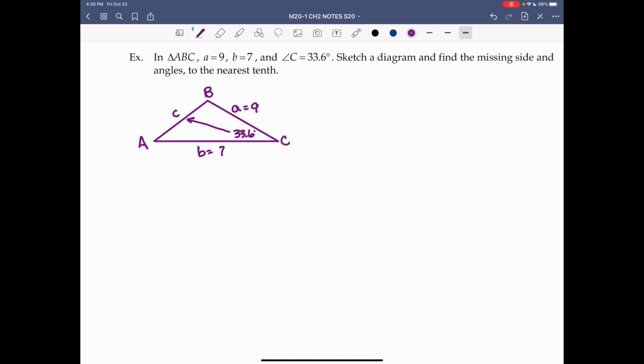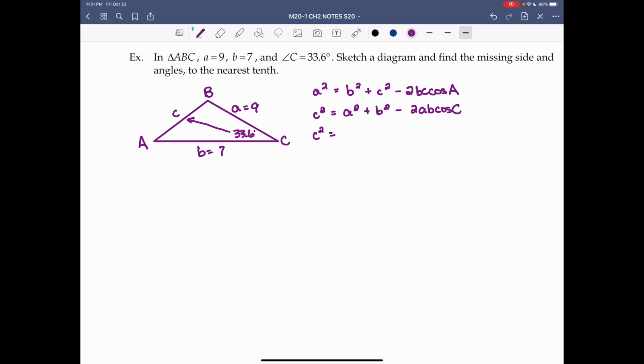Start with finding side C. We don't have a full pair, so we can't use sine law. It's an oblique triangle, so we need to use cosine law. We're solving for a side, which is the formula a squared equals b squared plus c squared minus 2bc cos A. In this case, we're solving for side C, so we're going to rewrite that as c squared equals a squared plus b squared minus 2ab cos angle C.